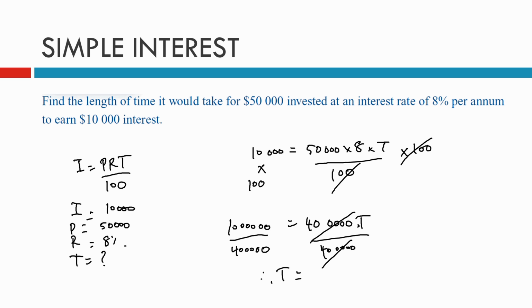I got 5 zeros here that I can get rid of, and 5 zeros here. 10 divided by 4 is 2.5 years. And that's how you do that question.